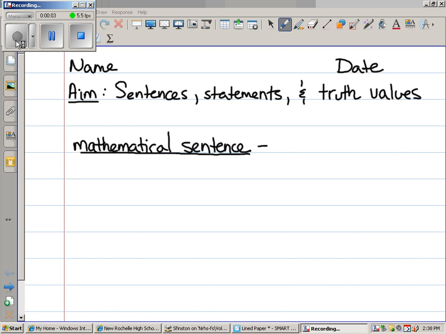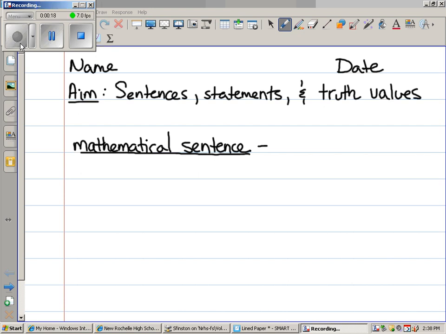So today we're going to be talking about sentences, statements, and truth values. And the first thing, we're going to be doing a bunch of vocab. I apologize if it's boring. It's just something we got to do. We need to go over some vocab for today.